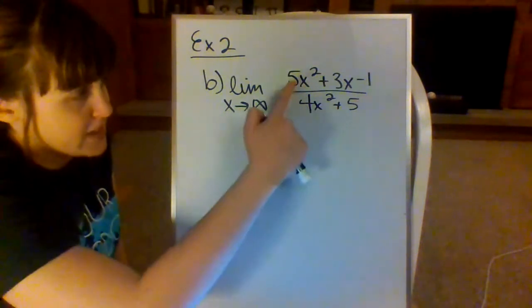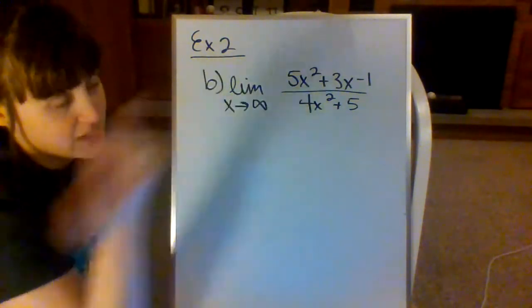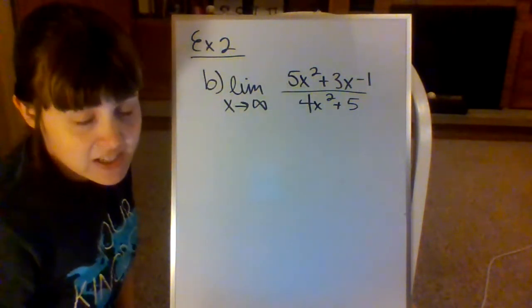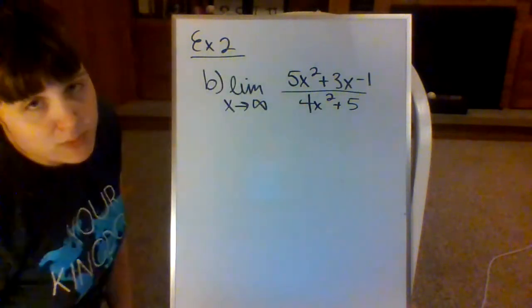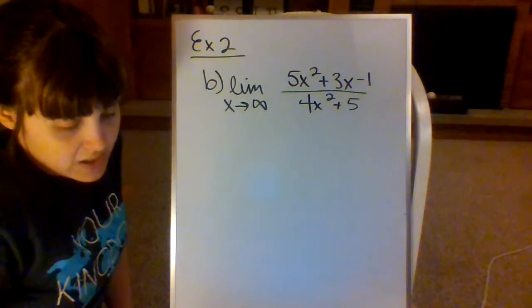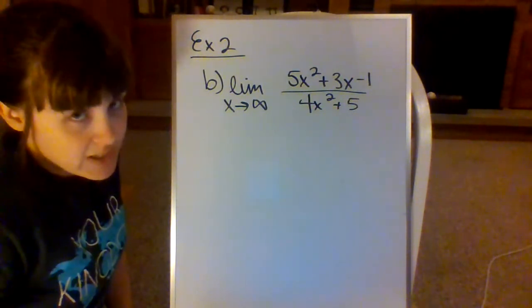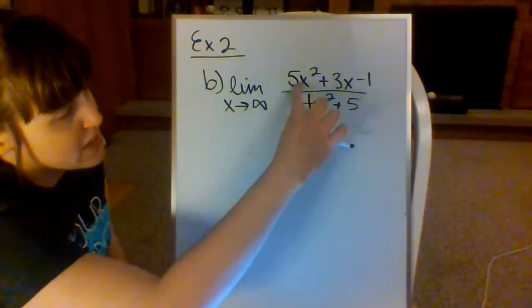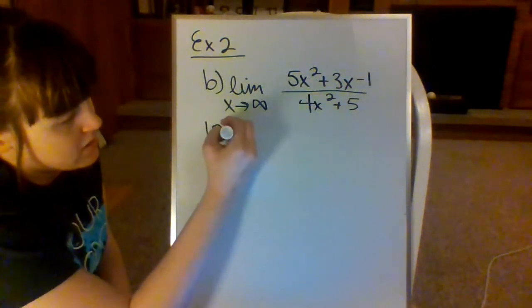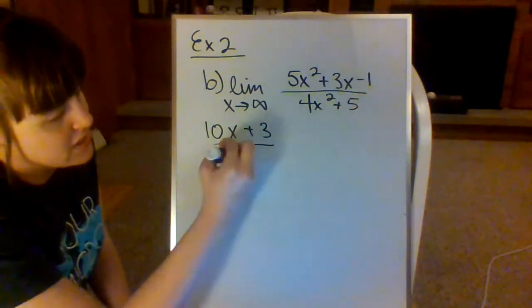I'm saying that because this says 5x squared, this says 4x squared. And if we did the whole trick of dividing by the highest power of x, this would equal 5 over 4. Okay, so I'm going to demonstrate the finding-derivative part just to practice it for you. So the derivative of this would be (10x plus 3) over 8x.